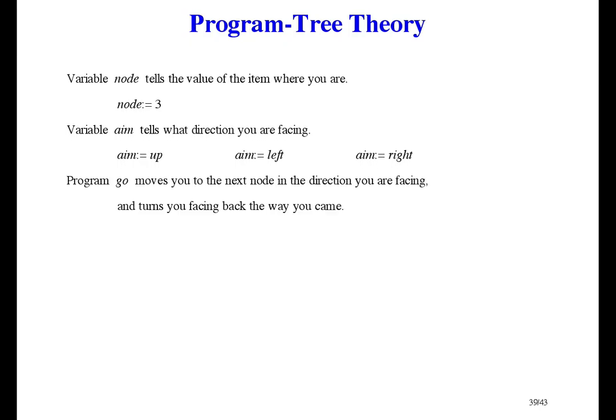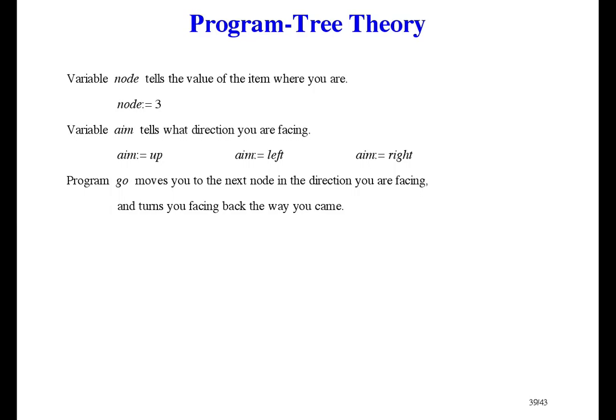Program Go moves you to the next node in the direction you are facing, and turns you to face back the way you came. That's the theory, informally. You can wander around the tree assigning node values, and whenever you revisit a node, you can see what value is stored there.